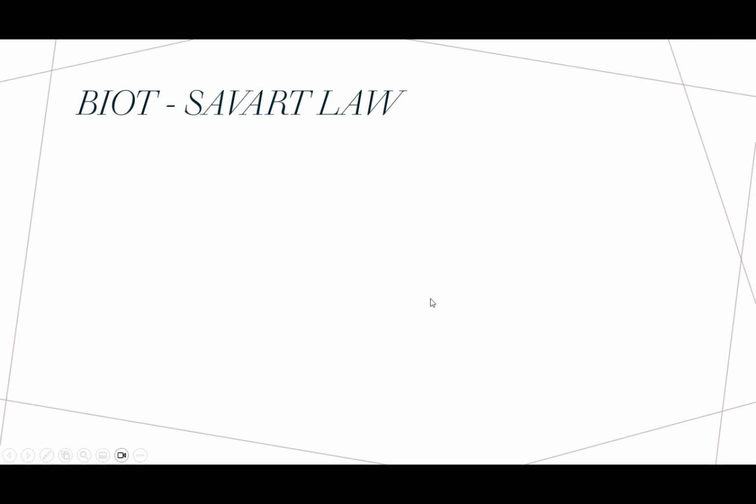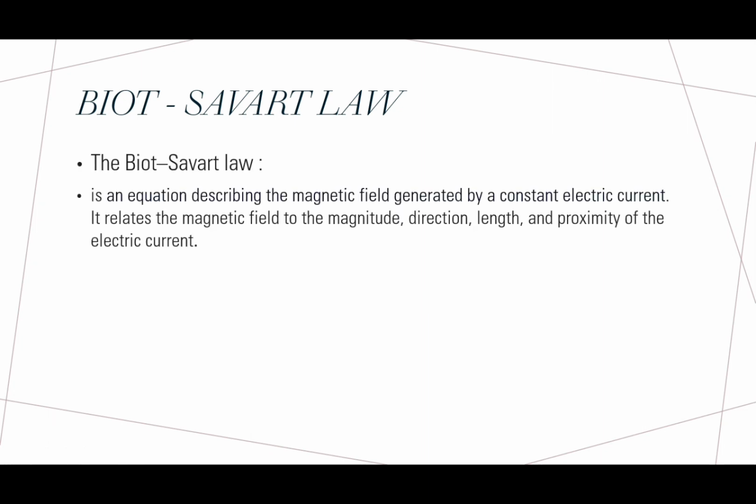Next, we're going to talk about the Biot-Savart law. The Biot-Savart law is an equation describing the magnetic field generated by a constant electric current. It relates the magnetic field to the magnitude, direction, length, and proximity of the electric current. This is the formula, which is really important. And then here is the proper formula introduction.